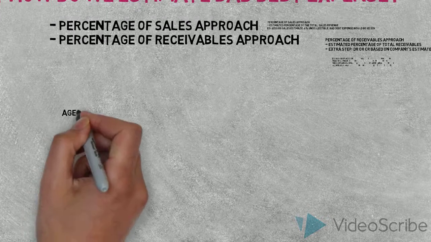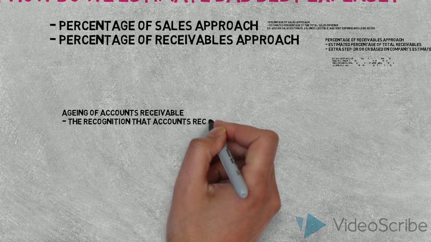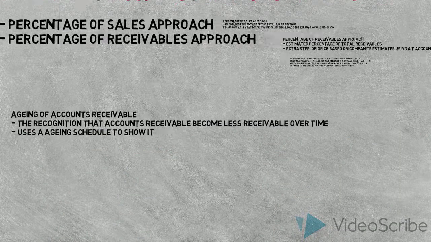Finally, the aging of accounts receivable is the recognition that accounts receivable become less collectible over time, and we must use an aging schedule to apply it. The end.